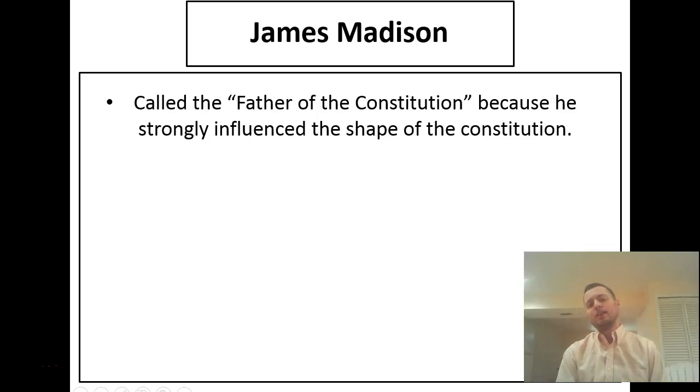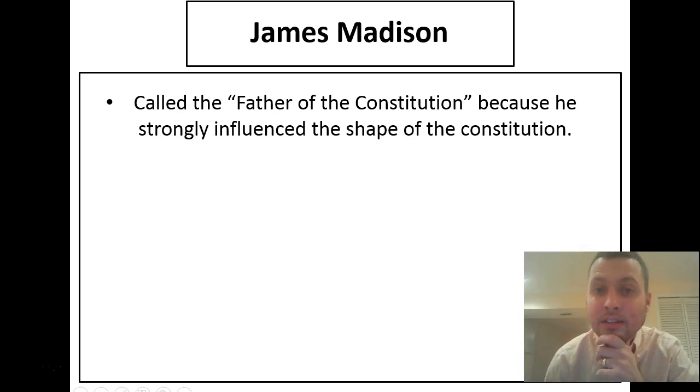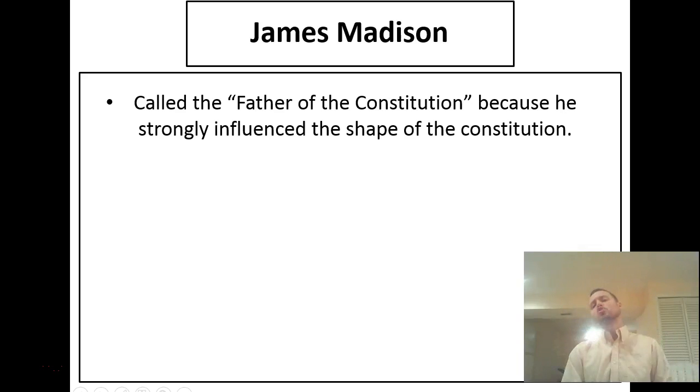All right. Number 1, he's called the father of the Constitution. That makes you wonder, who's the mother of the Constitution? Because he strongly influenced the shape of the Constitution. You know, he didn't write all of it himself, but his ideas were so important that he was like the guiding mind behind the Constitution. So he's the father of the Constitution. We give him that credit, right?